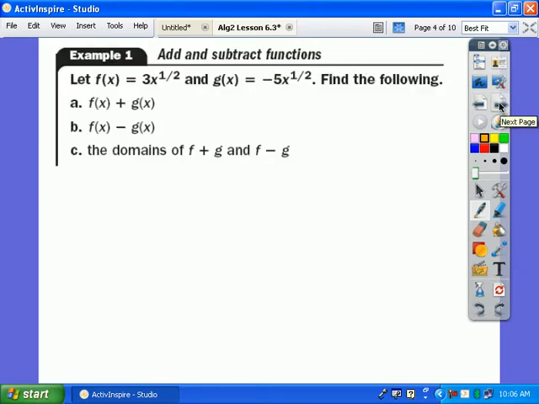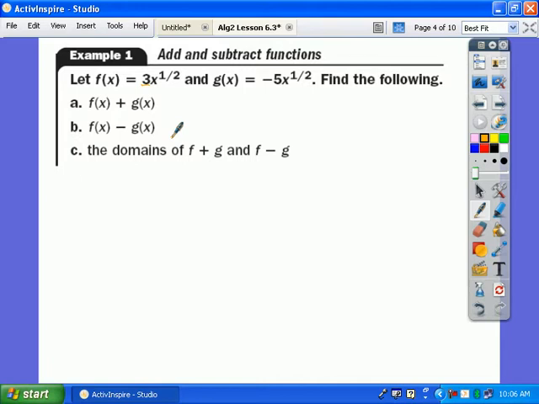All right, so here we are. So they define f to be 3x to the 1/2. So it's the square root of x, right? And they define g to be negative 5x to the 1/2. Just a clarification on the notation. 3 is not being square rooted here. It's the x. So we see that.